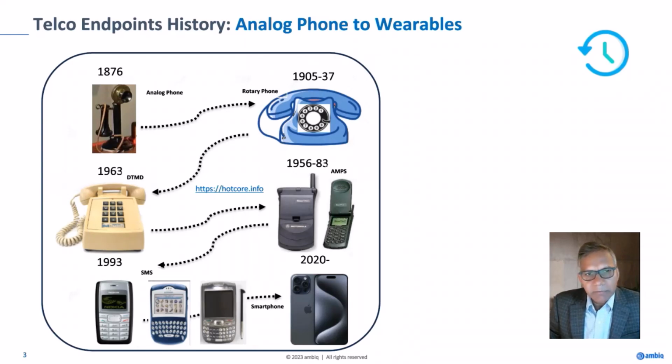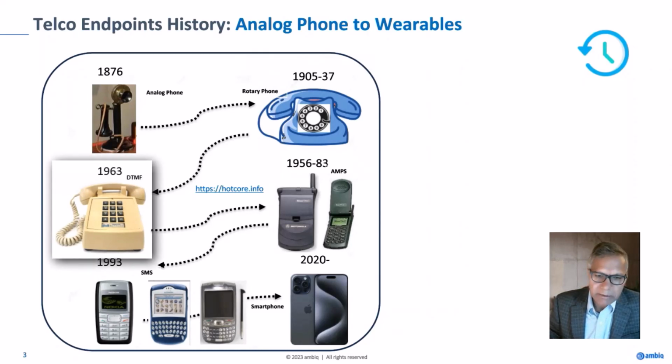Since then, there have been a lot of innovations. In 1932, Bell Labs invented a rotary phone, followed by a DTMF phone in 1963. Motorola in 1983 built the very first commercial cellular phone, although the concept of a cellular phone was proposed by Bell Labs in 1957. And in 1978, they demonstrated how the network can be used for cellular communication.